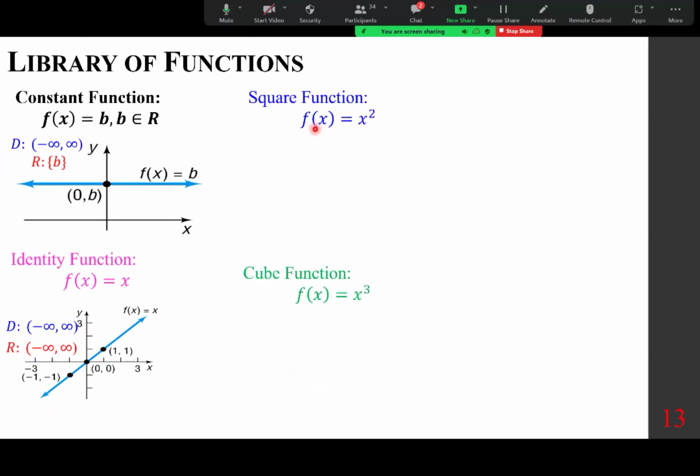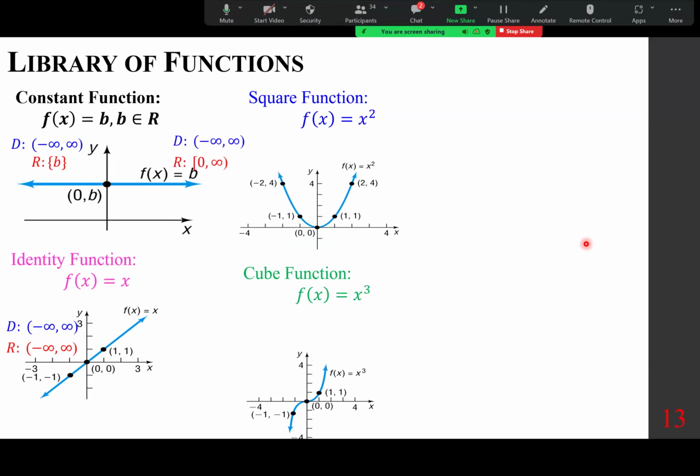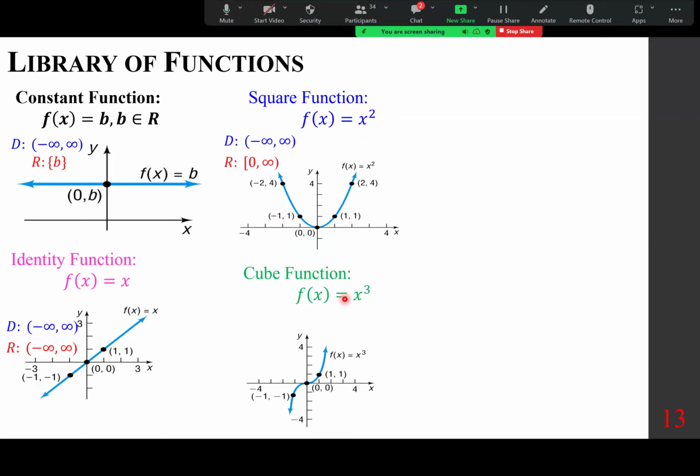Square function, y or f of x equals x squared. You should know it looks like that. Everybody knows that. The graph is called the parabola. Domain, all real numbers, range from 0 to infinity. Cube function, f of x equals x cubed, it looks like that. Domain, all real numbers, range, all real numbers.